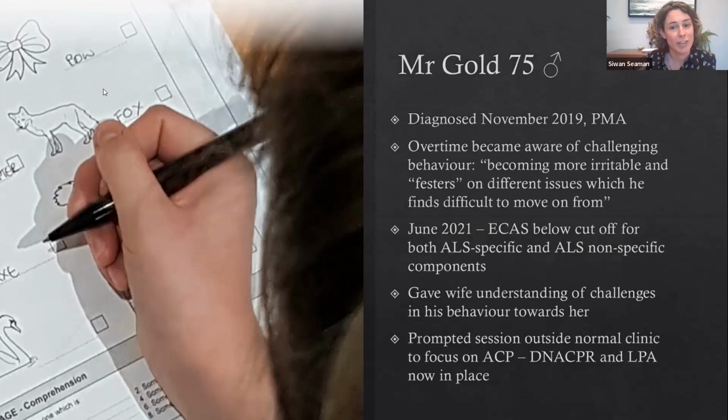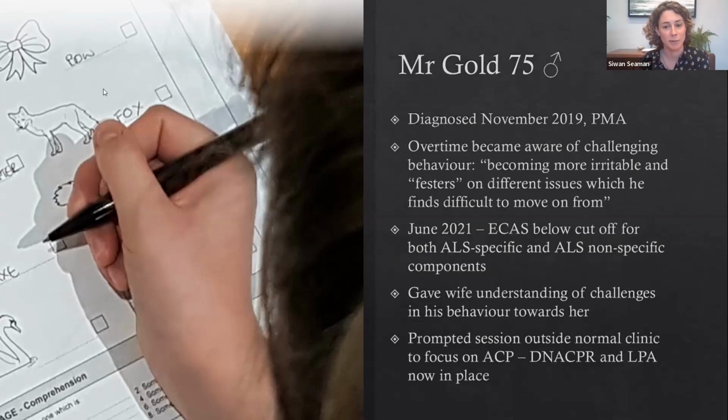and the cut-off scores for the ECAS, both for the ALS specific and the ALS non-specific components, were lower than expected. So we knew this supported our clinical suspicion that this gentleman had some cognitive impairment associated with his motor neuron disease diagnosis. And having this diagnosis by the clinical psychologist really helped his wife to understand the challenges and to adapt her response to his perseverance with certain issues. And it also prompted a session outside the normal clinic.